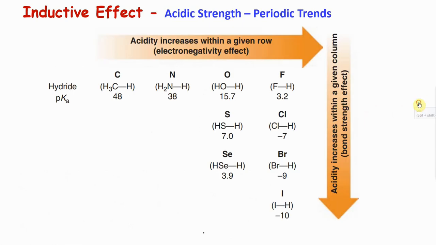Periodic trends. I'm basically putting more slides of the same concept we saw before. pKa values: when hydrogen is attached to an element, the electronegativity of the element decides the acidity. If the pKa is lower, the acidity is higher. The lowest pKa is this, 3.2.